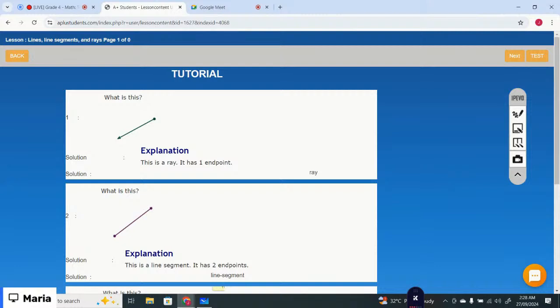What is this? This is a ray. A ray has only one endpoint, so that's a ray. What is this? That is a line segment. A line segment has two endpoints, so that is a line segment.